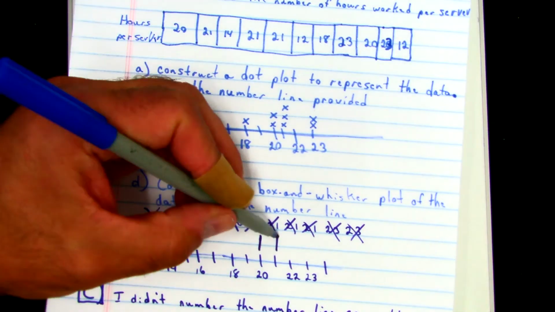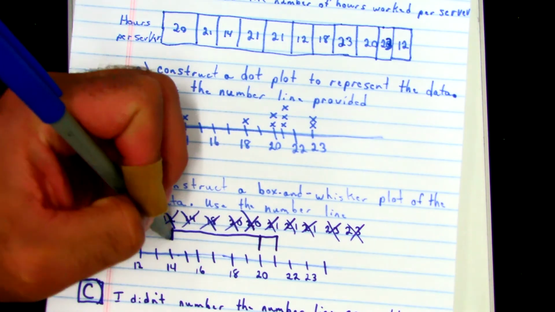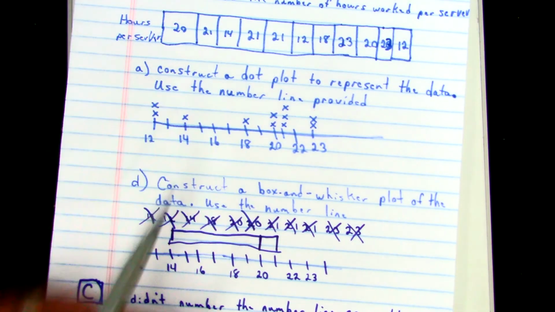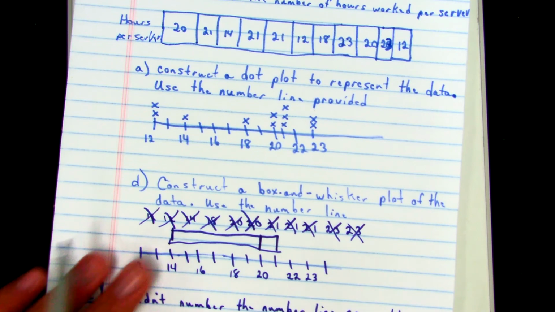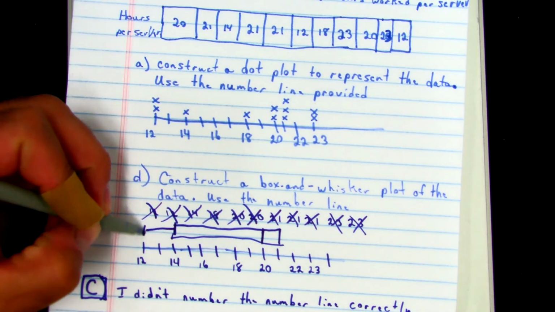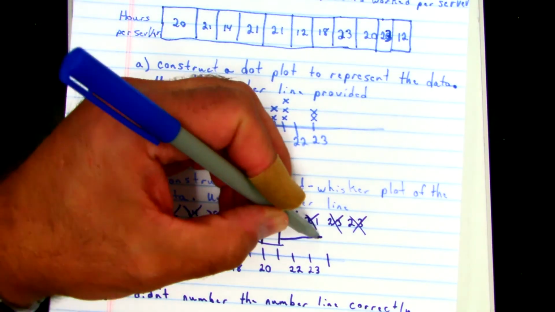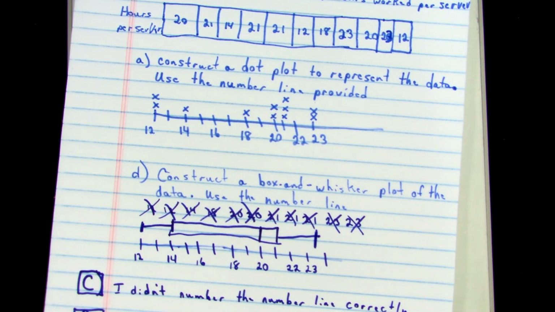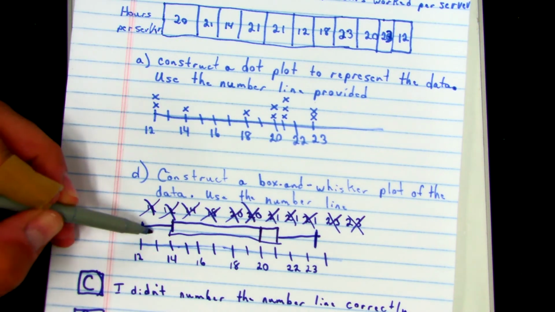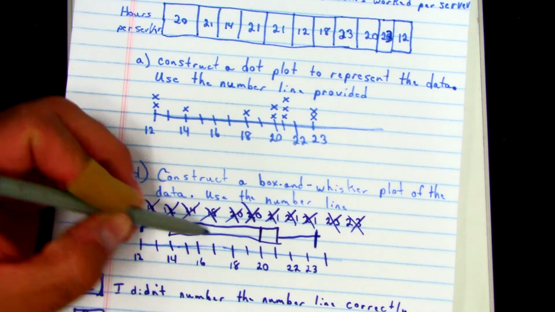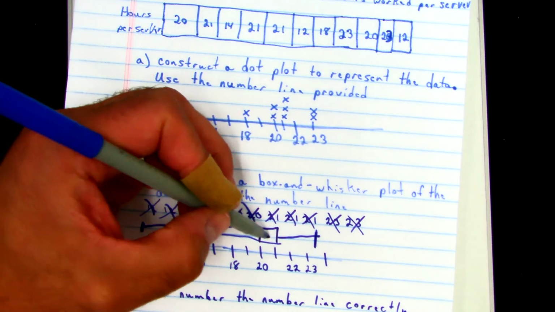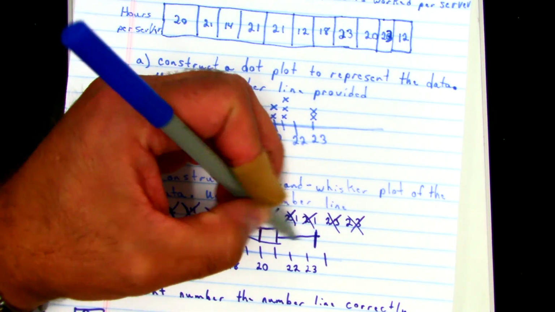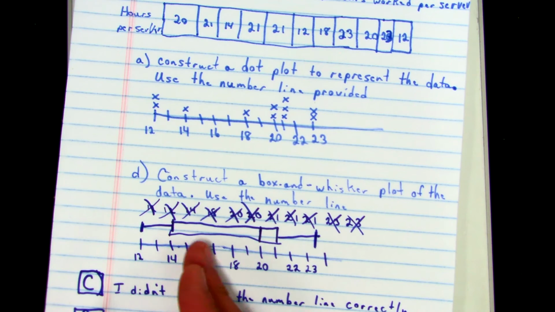So there's my box. I found the middle, and then the middle of the two middles. And my whiskers go out to my lowest number and my highest number, which is 23 and 12. What you're supposed to know is that it cuts the information into fourths. This would be 25% of your information. This piece right here is 25%, 25%, and then the whisker 25%. So it adds up to 100%.